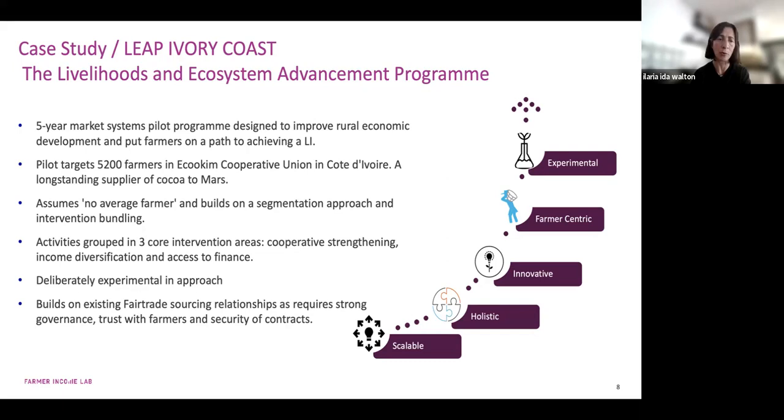The activities are grouped in 3 core intervention areas. They look at cooperative strengthening, income diversification, and access to finance. So they're really focusing on the enablers and the type of intervention that have been shown through the research to have the biggest impact at scale, to have sustained impact on living incomes for households. It builds on existing Fairtrade sourcing relationships, and while it is scalable, it requires very strong governance, very high trust with farmers, and security of contracts, as I said earlier on.